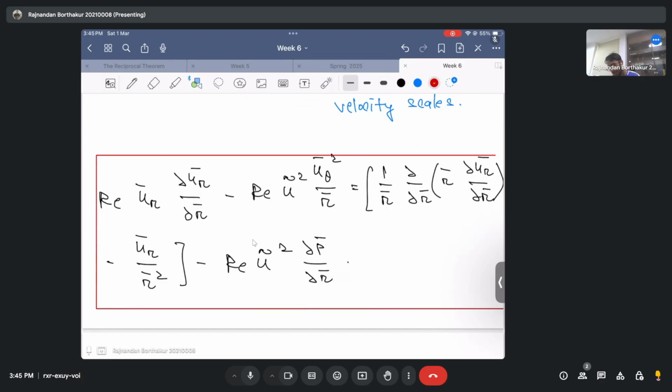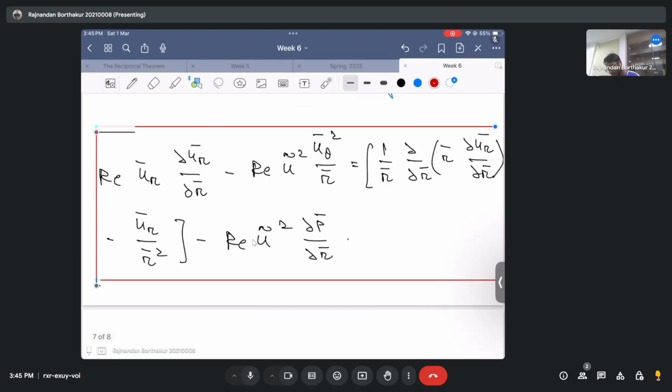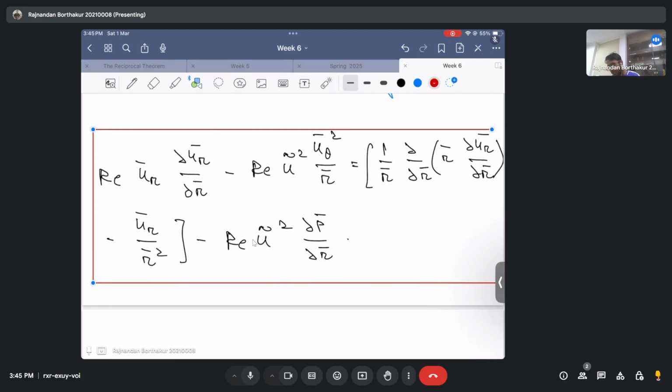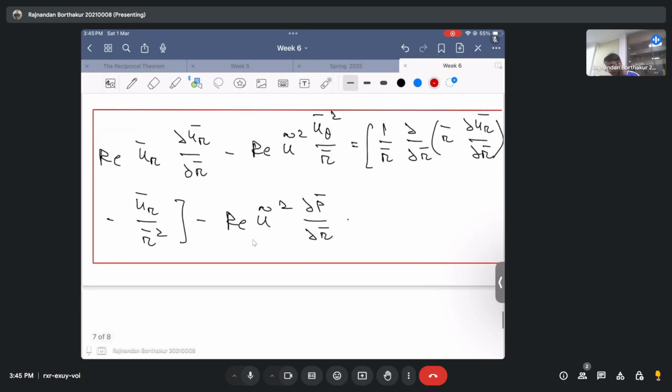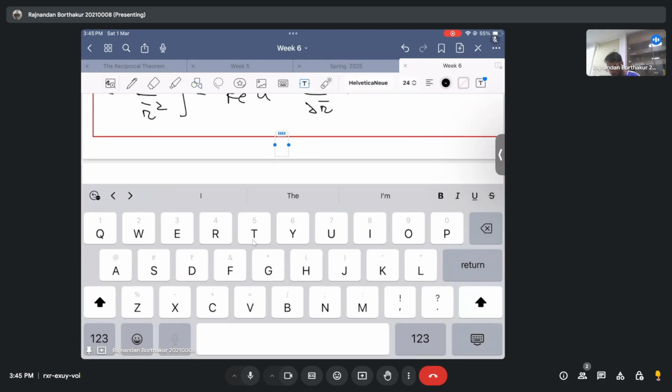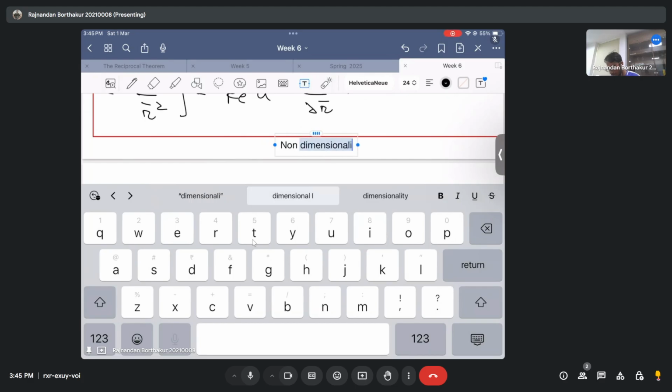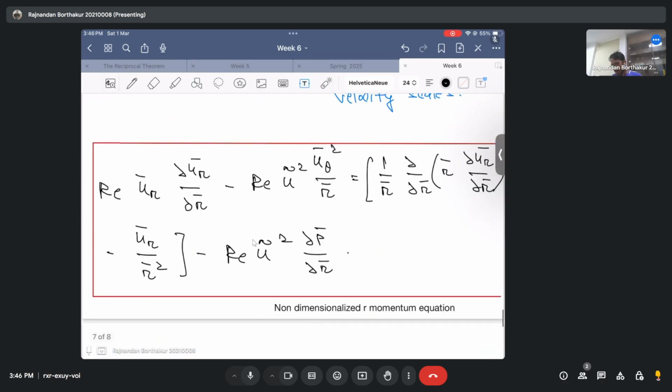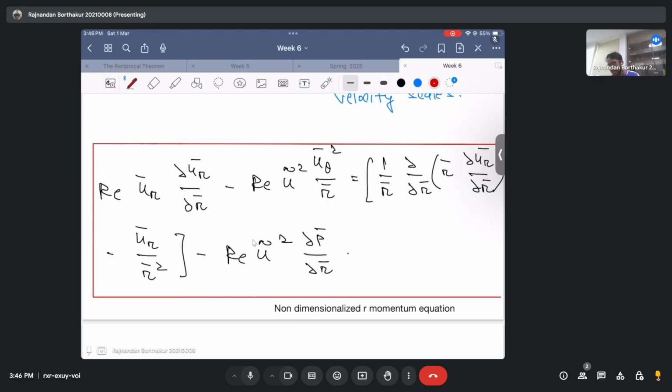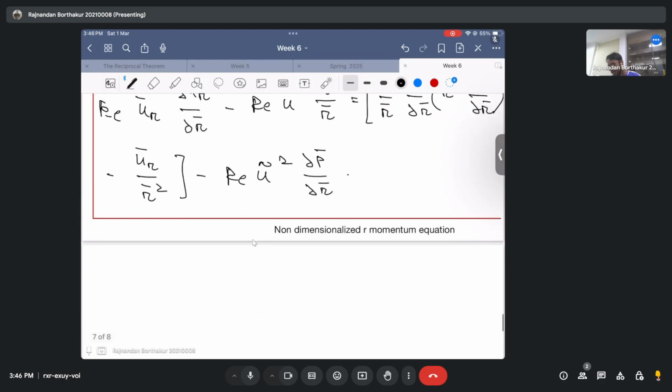So you can see this equation offers many insights. First of all, I'll write it down. So this is the non-dimensionalized R momentum equation. Now this equation essentially offers us many insights. How? So I can write this equation.